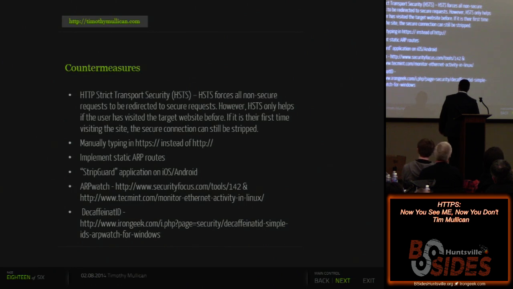There's also an application called ScriptGuard on iOS and Android, ArpWatch on Linux, and another one I believe is called Concatenate ID. I tested out that one. It's a pretty nice proof of concept tool. It just alerts you when the gateway MAC address changes, which should basically alert you that something's wrong.